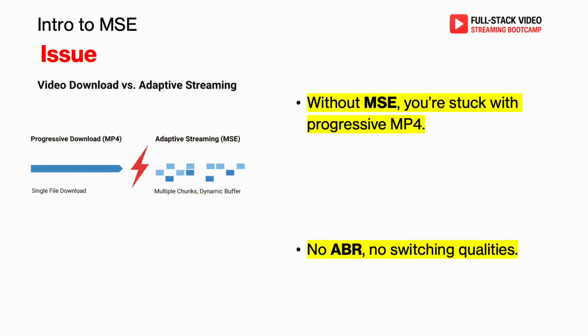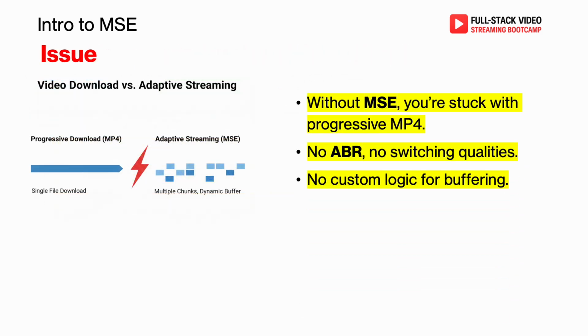So what happens without MSE? The browser just downloads the MP4 in a straight line. No switching, no recovery if the network slows down. Like a faucet that only runs at one speed. Either it works or it stalls. Correct. MSE lets you decide which packets to pour in and when.